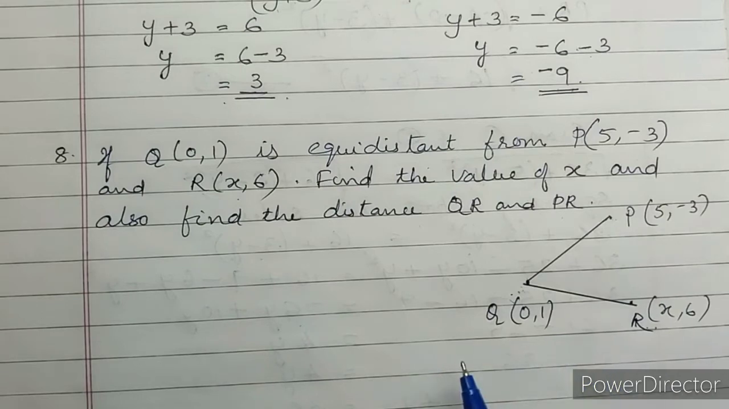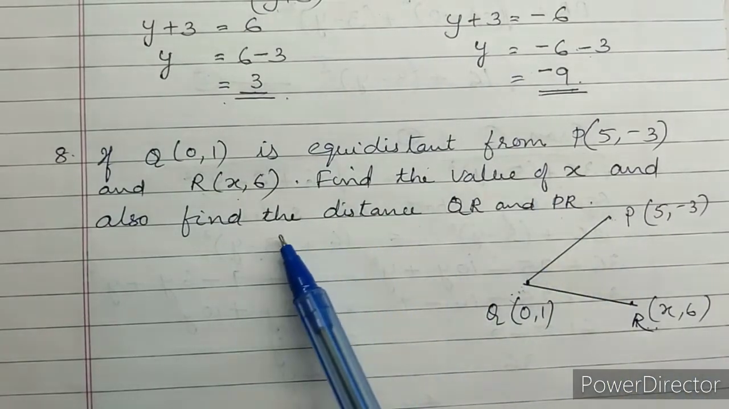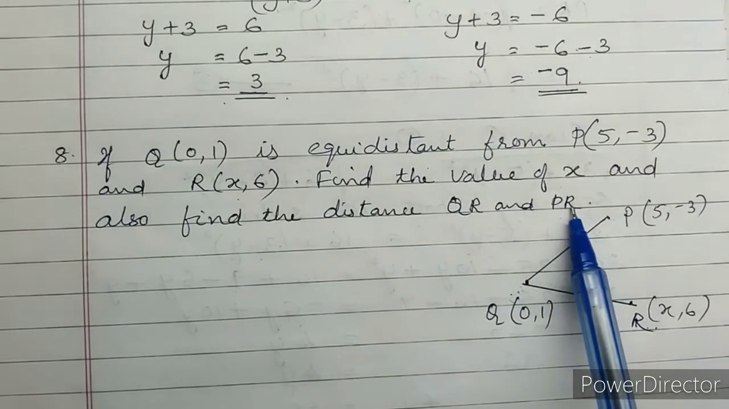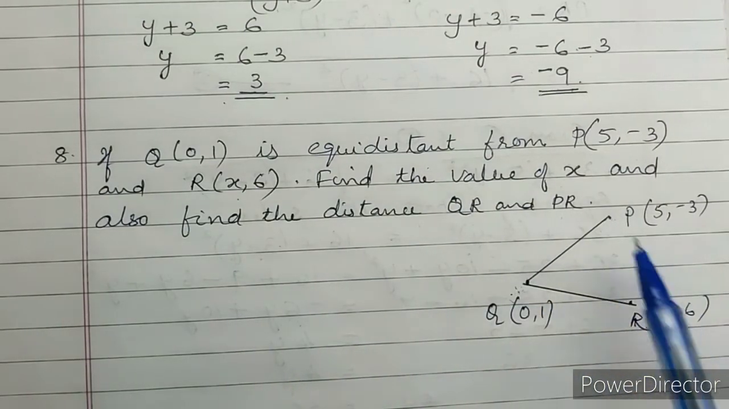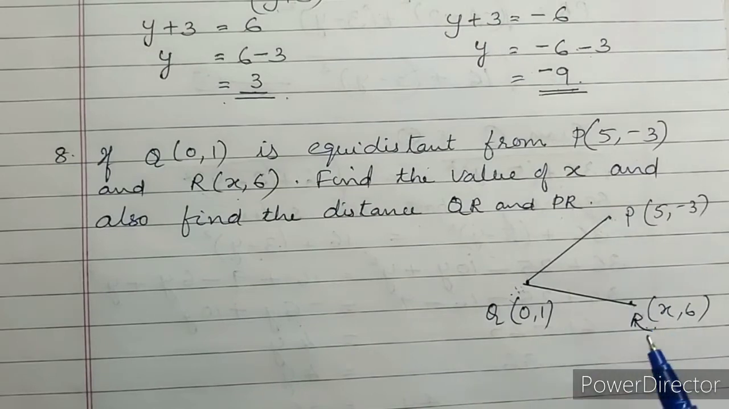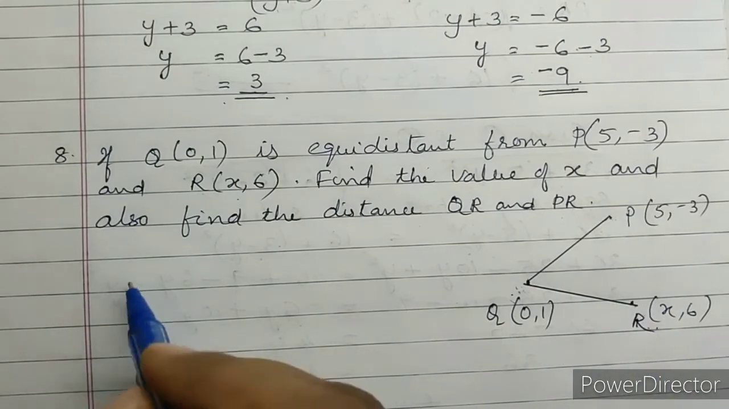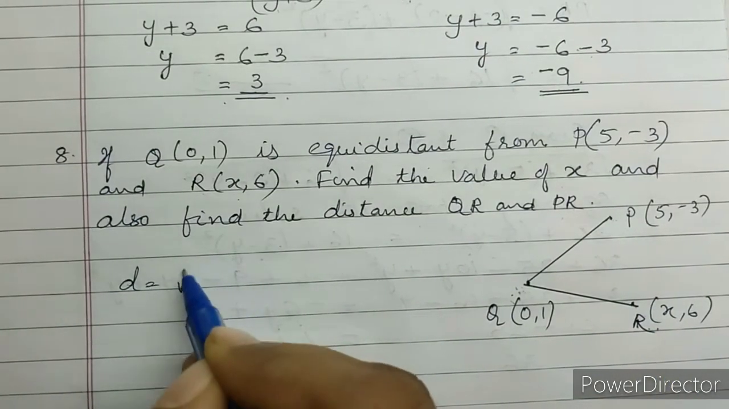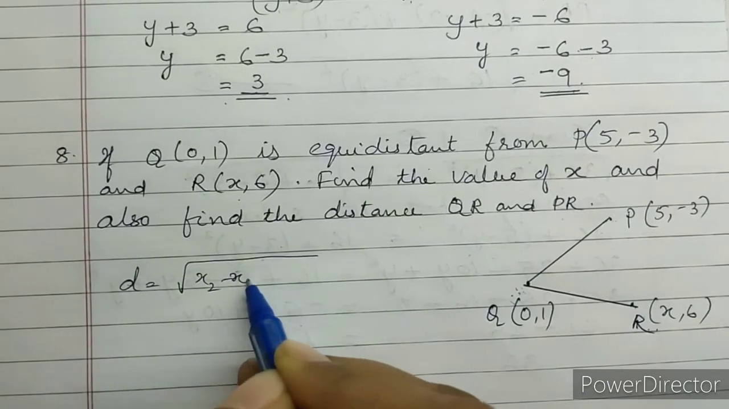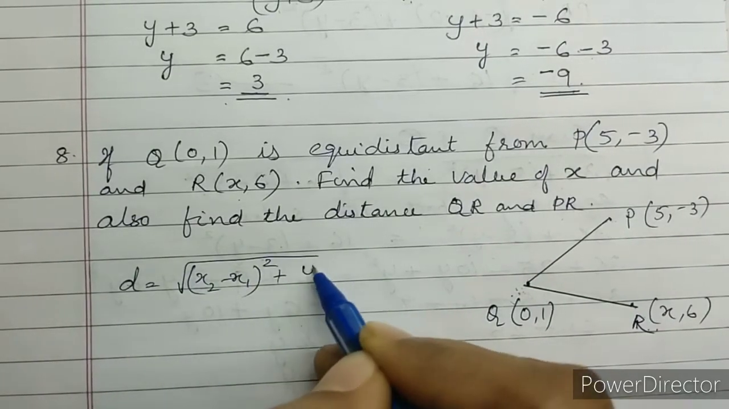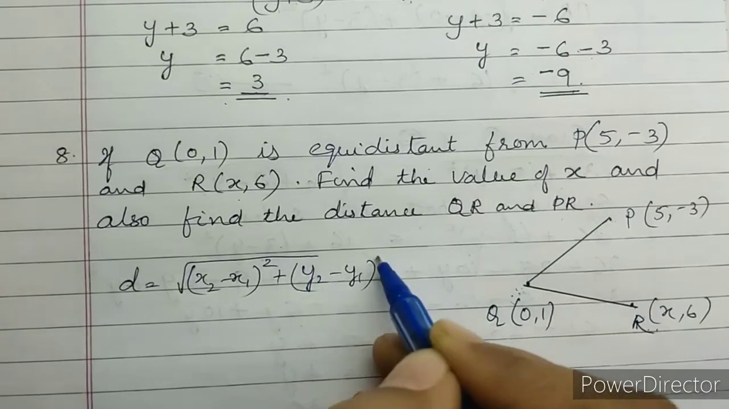Equate it and find the value of x. After finding the value of x, find the distance QR and PR. QR and PR, these two values you have to find. So the distance formula, first you should write square root of x2 minus x1 the whole square plus y2 minus y1 the whole square.